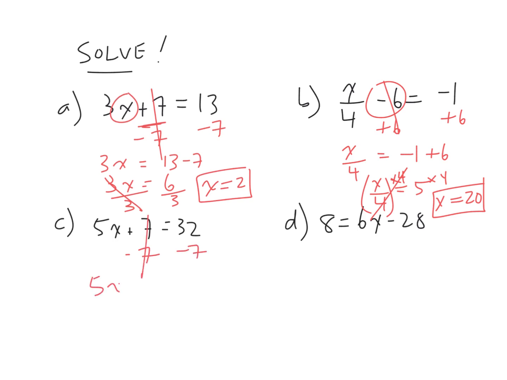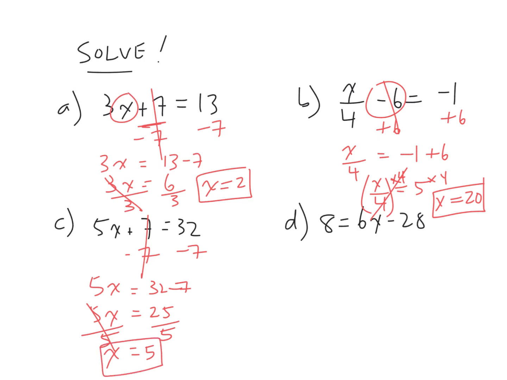This one, you're going to subtract 7 to get rid of that. So you have 5x equals 32 minus 7, which is 25. So you're going to have 5x equals 25. x is being multiplied by 5, so we're going to divide by 5 to liberate that x and isolate that x. And you get x is equal to 25 over 5, so x is equal to 5.